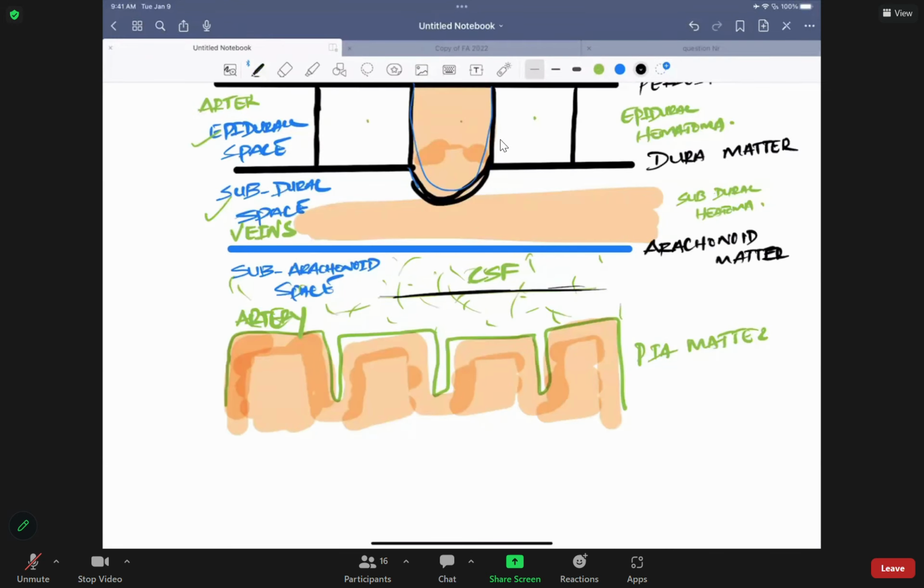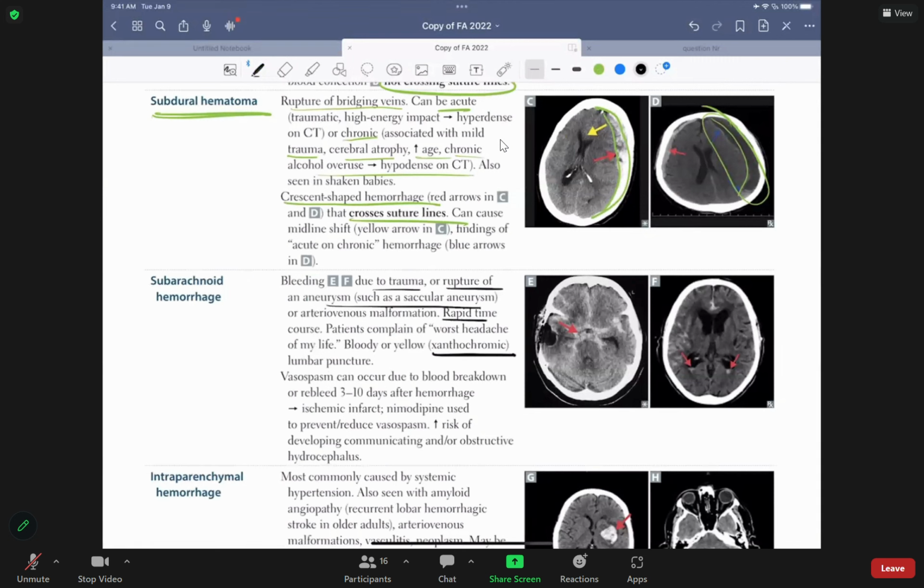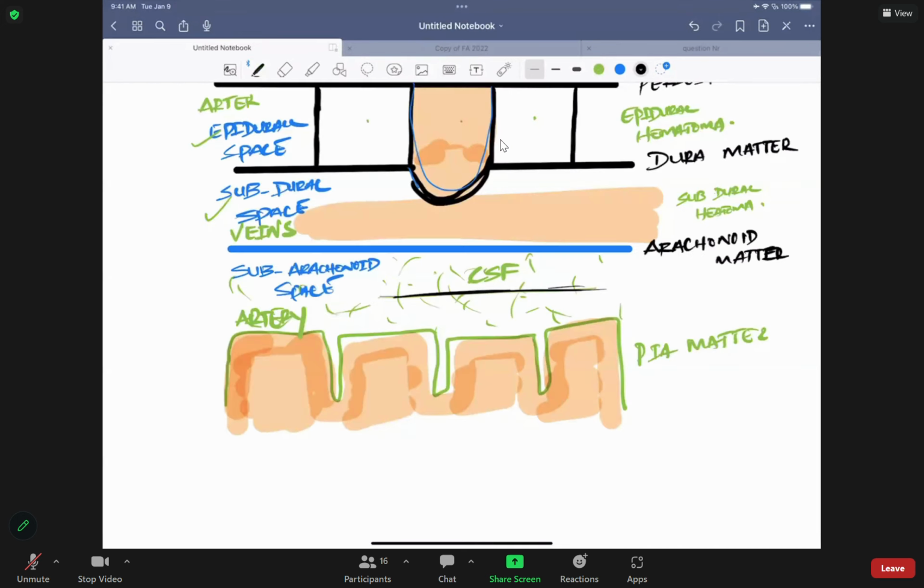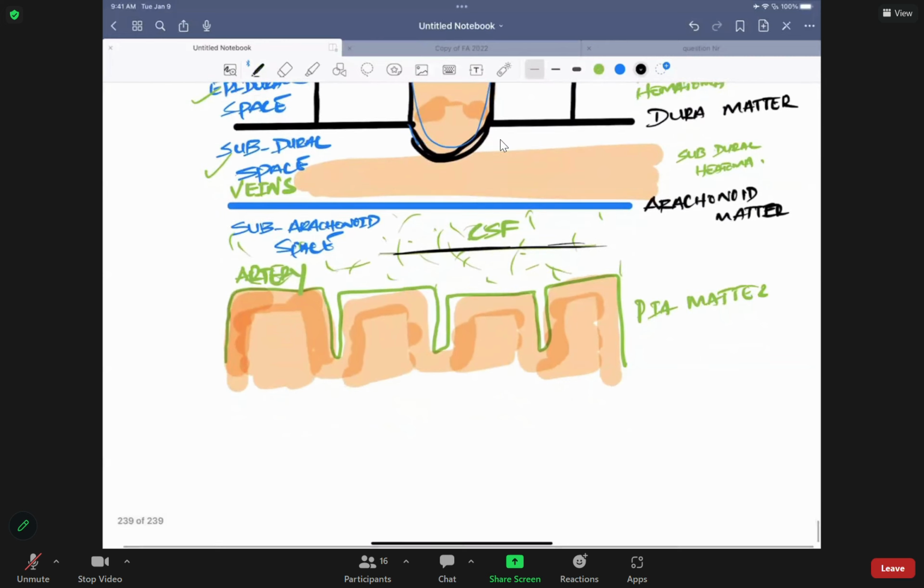Now let's talk about this. Bleeding due to trauma, rupture of any of those aneurysms or anything. The patient complains of the worst headache of life. Now write it down. It's the circle of Willis or cerebral arteries. First, you should know the cerebral arteries. Worst headache of life. That's what happens in here. Worst headache of life. Now, the last thing I just wanted to give you, if you don't learn this, you will not get this question right.